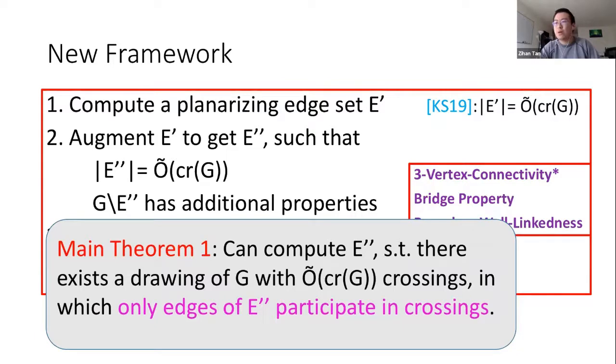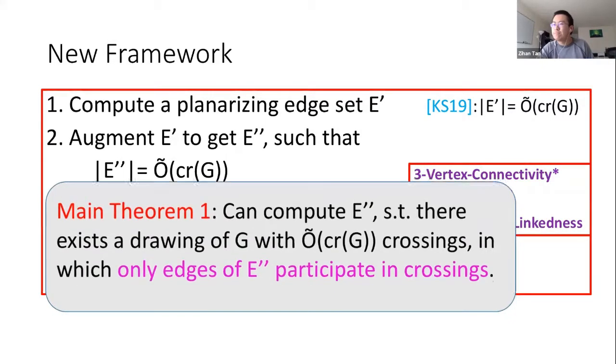So we show that we can compute efficiently a set E double prime such that there exists a near optimal drawing with approximately CRG crossings in which only the edges E double prime participate in the crossings. Note that this is stronger than saying that G minus E double prime is planar, because that is equivalent to saying that every crossing involves at least one edge of E double prime. And here we're saying that we require that every crossing involve both edges. They're both from the E double prime set.